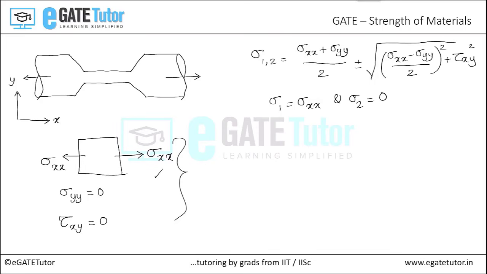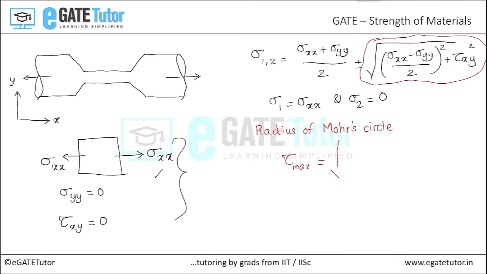Now let us try to calculate the radius of Mohr's circle. This is given by the term which is in the square root in the equation of maximum principal stress and minimum principal stress. So the radius of Mohr's circle is given by tau max. The radius of Mohr's circle always equals the maximum shear stress and it is calculated by the formula square root of ((sigma xx minus sigma yy) by 2) whole squared plus tau xy squared.